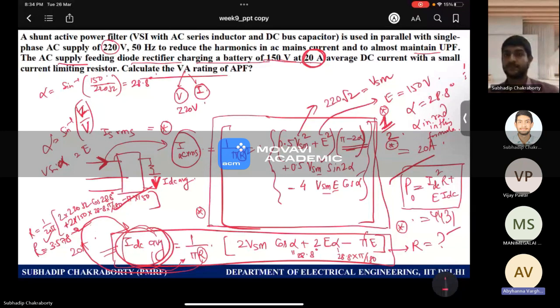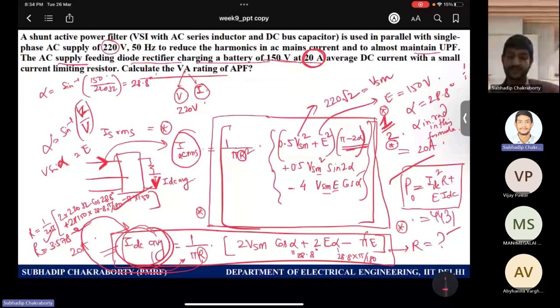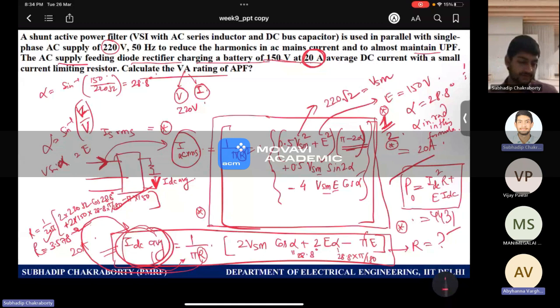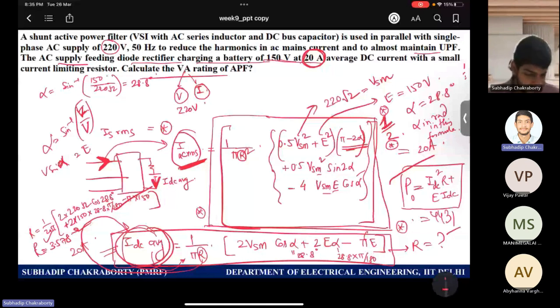But the formula I gave you, please note. The DC average value will help you to find out the value of R, which you need in this problem. Please take these two formulas down. These are useful in multiple problems. The formula is correct because we determined the true value of R.